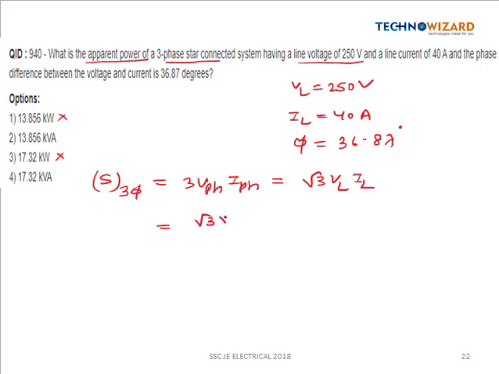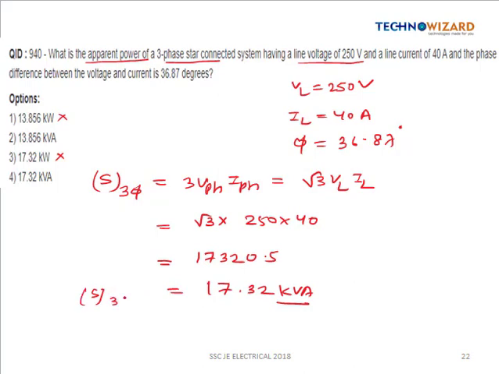This will be equal to root 3 into VL, which is 250, and the line current is given, so this will be equal to 17320.5 VA. We have to find the answer in kVA, so this will be equal to 17.32 kVA, which is the unit of apparent power. So it means we are getting option D as the right answer.